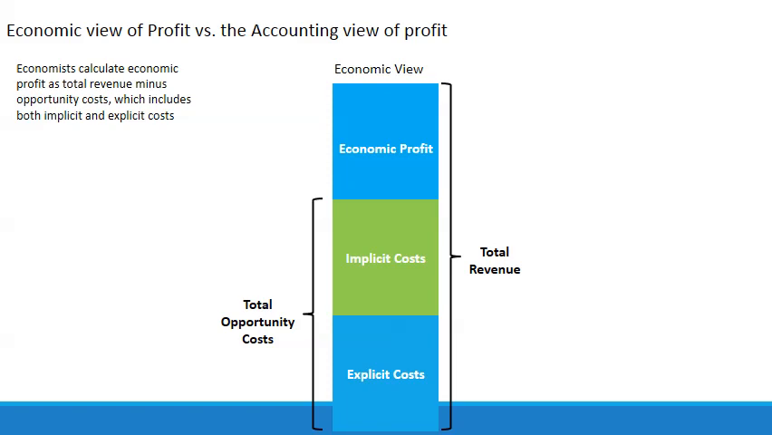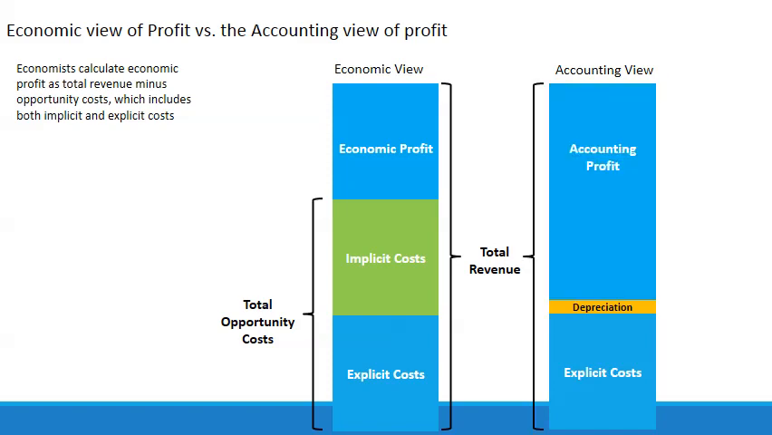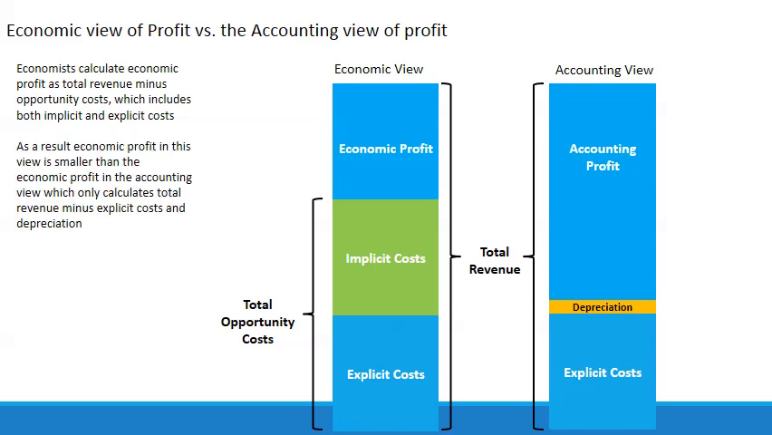and that generates our economic profit. Now, from an accounting viewpoint, you have explicit costs, so that's the same. But then you have depreciation, but you don't have implicit cost. Rather, you have accounting profit. So you have the total revenue subtracting depreciation and explicit cost, and then you'll notice you have this accounting profit. So it's much higher. When you look at it from an accounting standpoint, profit is much higher than from an economic standpoint. So as a result, economic profit is smaller than the profit in the accounting view, which only calculates total revenue minus explicit cost and depreciation.